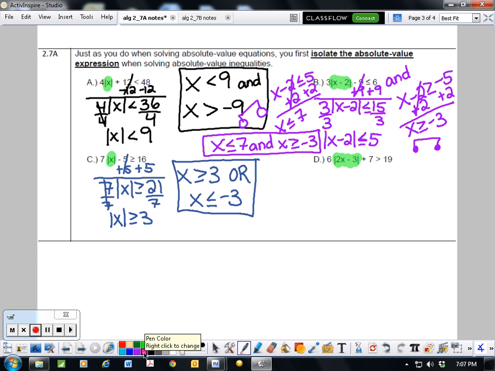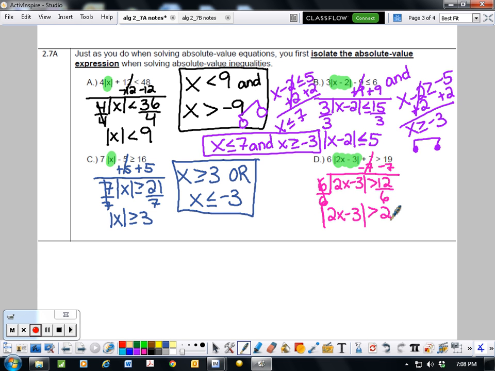Okay, for our last one, again, absolute value is not by itself. So I start by moving that plus 7. So I'm going to minus 7 on both sides. So now I have 6 times my absolute value is greater than 12. I divide by 6. So now I have that absolute value of 2x minus 3 is greater than 2.